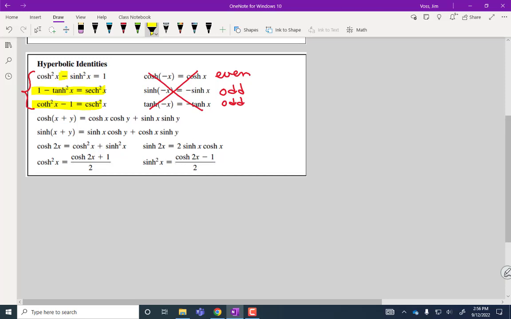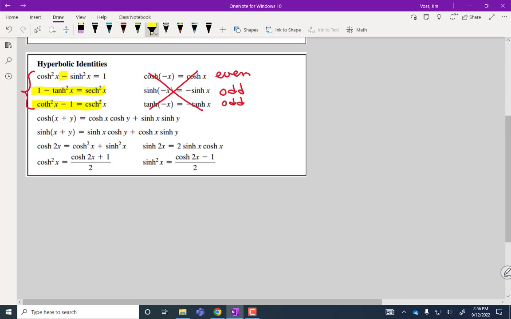So the primary identity is a little different. It's got a minus instead of a plus. But then the two secondary equations, you find in the same way. You divide by either, in this case, cosh squared or sinh squared. With the Pythagorean for the trig, you divide by cosine squared or sine squared. So that top identity is the most important right there. And we have to come up with a way to remember which one goes before the minus. Is it cosh squared minus sinh squared or sinh squared minus cosh squared? We'll come up with a way.